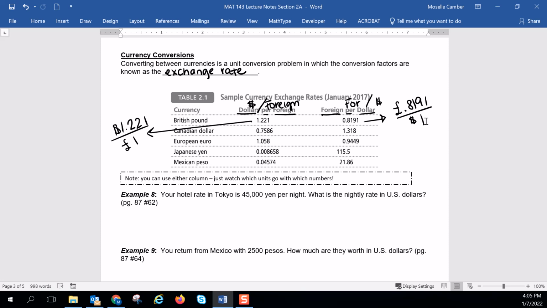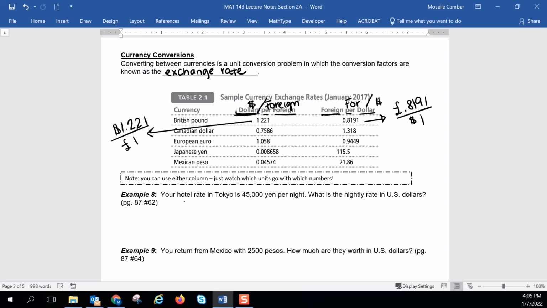So you can use either one. It might give you a slightly different answer because these values are actually rounded. But just make sure you put the number with the right unit. So in this case, this number here is always going to go with whatever is listed first. So the 1.221 is going to go with dollars, the 0.8191 is going to go with your foreign, and so on. So let's look at examples.